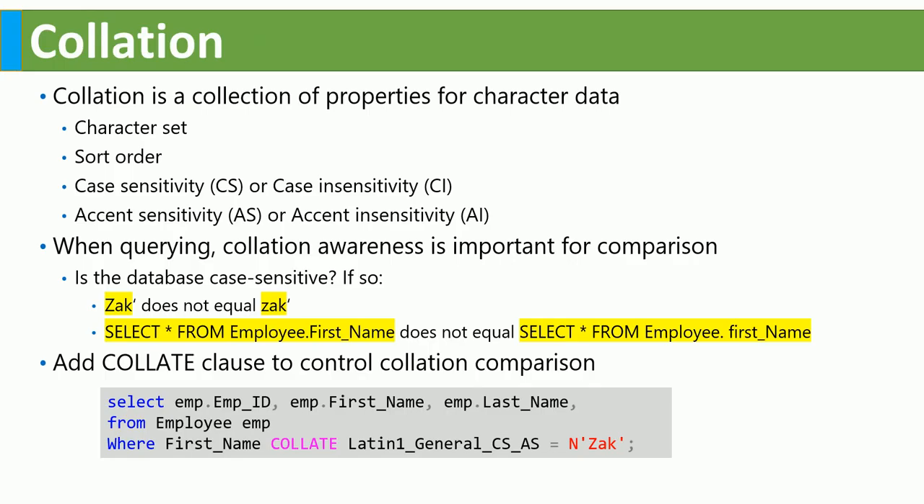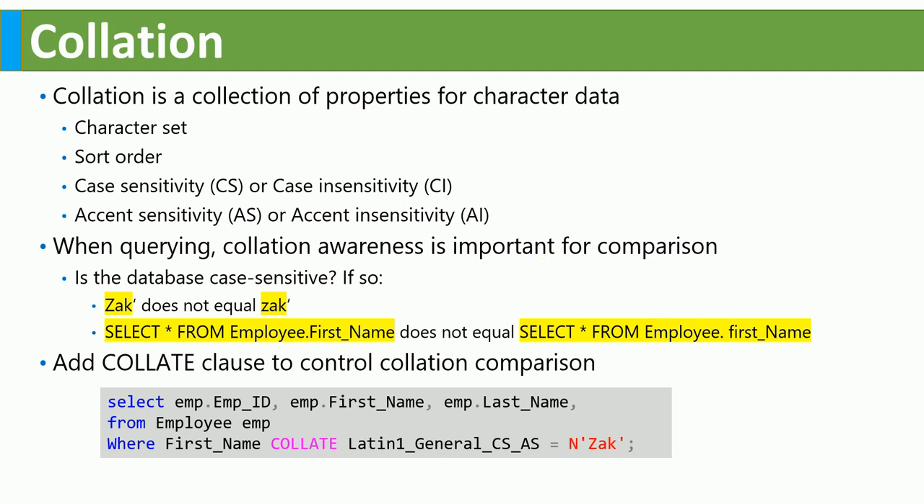What is collation? Collation is the collection of properties of your character data. That means you have a table with a column, and inside the column you have stored your data. Collation is a property of that data, covering the character set, the sort order, and case sensitivity or case insensitivity and accent sensitivity or accent insensitivity. So when you are querying the data, collation awareness is important for the comparison.